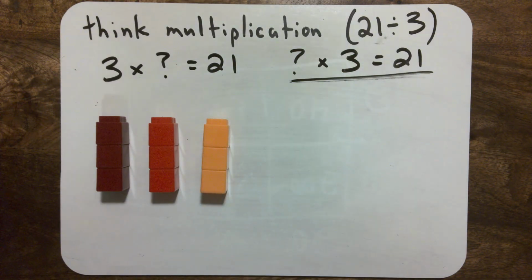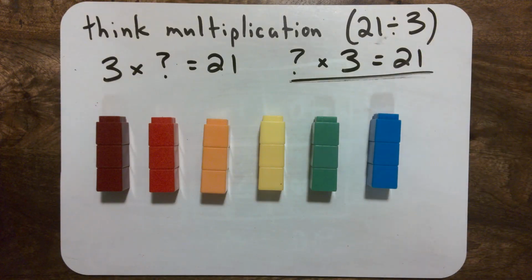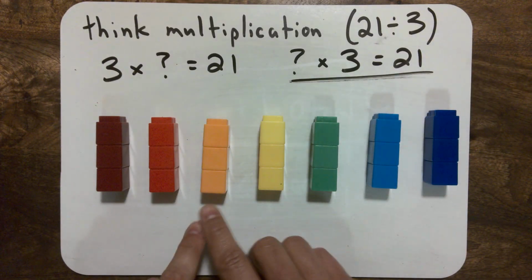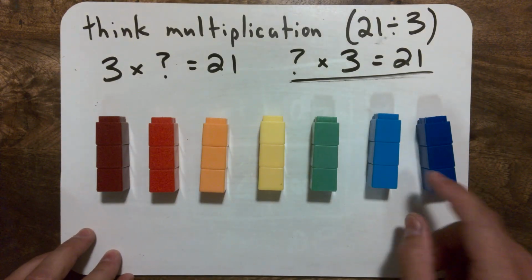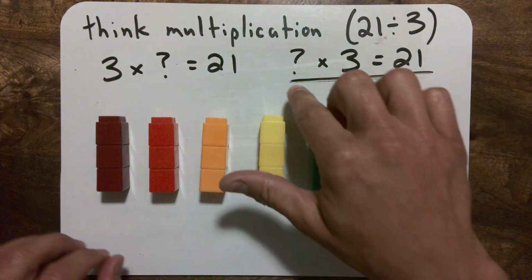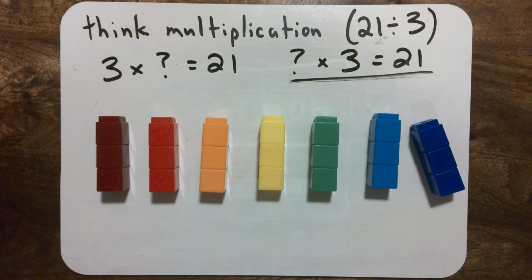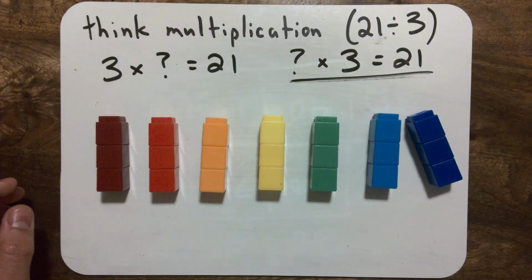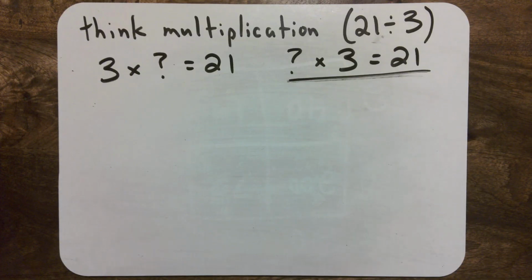Another group of 3, I'm at a total of 9. Another is going to be a total of 12, 15, 18, and 21. Now I can look and see, I have 1, 2, 3, 4, 5, 6, 7. So 7 groups of 3 gives me a total of 21. So I know the multiplier here is 7. If I go back to my division expression, 21 divided by 3, the quotient, the answer, is going to be 7. So 21 divided by 3 is 7. So that's a concrete model.